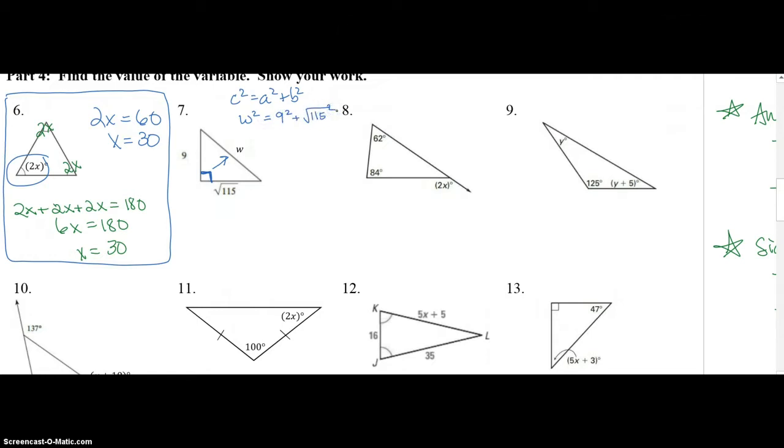Now most people just type in the square root of 115 and they get a decimal. I advise that you don't, and you plug it in just like this. So you get W squared equals 81 plus the square root of 115 squared. The square and the square root cancel because they're the opposite of each other, so we just get 115. So we get W squared equals 196. And to get rid of that square, again, the opposite of squaring something is square rooting. So we get W equals 14 if you square root 196.